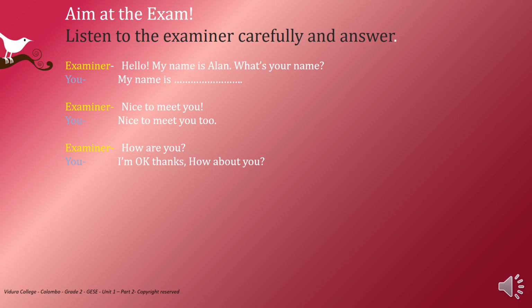"I'm okay, thanks." How about you? Don't forget to ask how the examiner is. Okay, so ask, "I'm okay, thanks. How about you?" Then the examiner will ask you again, "How old are you?" Then you should tell, "I am 6 years old," or "I am 7 years old." You can tell your age.